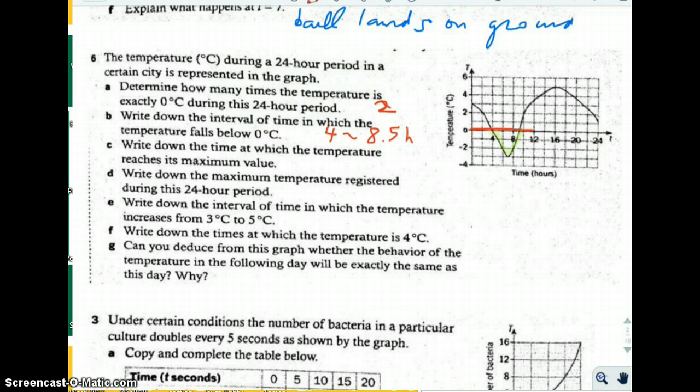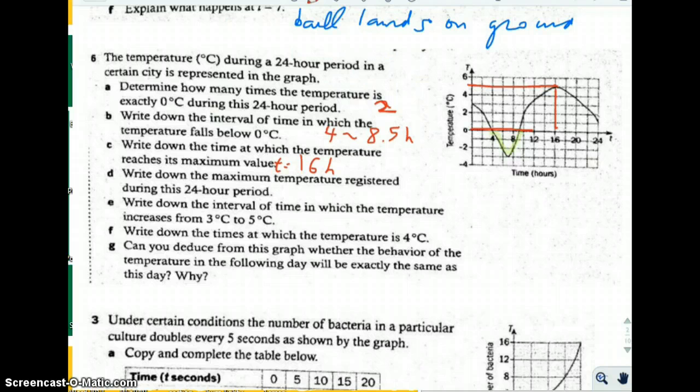Write down the time at which the temperature reaches its maximum value. Well, that's pretty easy, right? That's that, right? Now, they didn't ask what the maximum temperature value was. They just want to know when you got there. So you'd look at the x-axis, right, which would give you 16. T equals 16 hours.